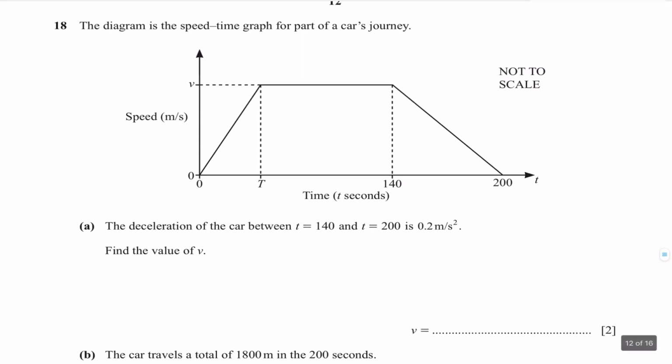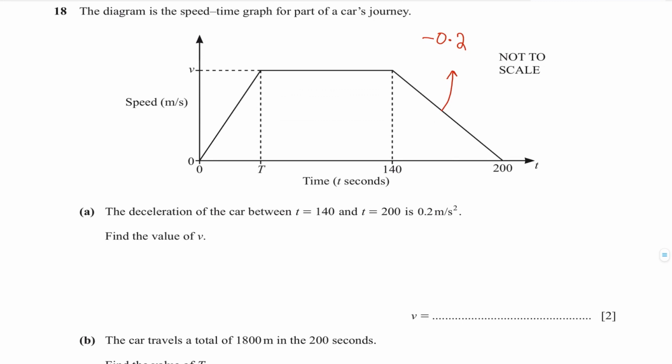Okay, let's do question number 18. This is related to kinematics. So the diagram is the speed time graph for part of a car's journey. All right, the deceleration of the car between t equals 140 to t equals 200 is 0.2 meters per second squared. So that means the gradient of this line, and remember, since it's deceleration, the gradient is going to be minus 0.2. And if you have to find the value of v, we're going to have to use the gradient. So let's take these 2 points, the ones that I've highlighted.